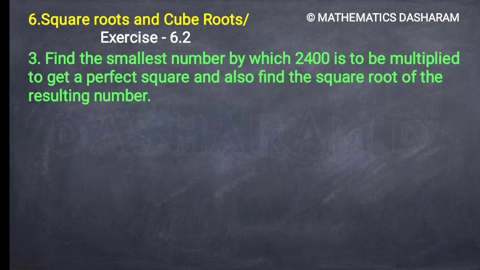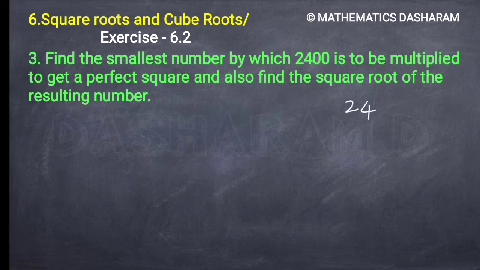Next, third problem. Find the smallest number by which 2400 is to be multiplied to get a perfect square, and also find the square root of the resulting number. So it is the same as the previous second problem. After multiplying with the smallest number we will get a resulting number, and for that number we find the square root.